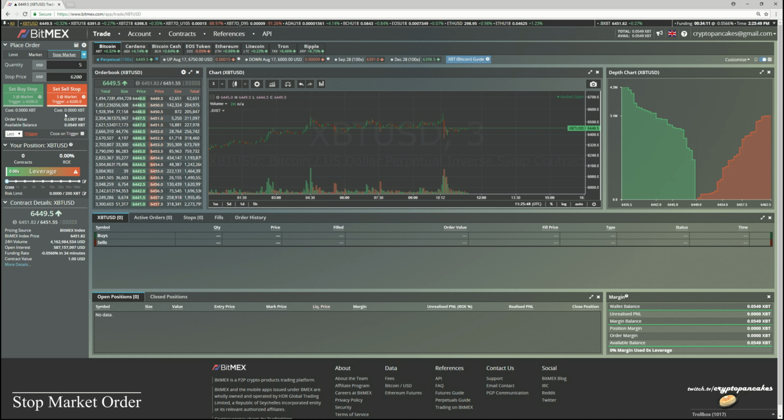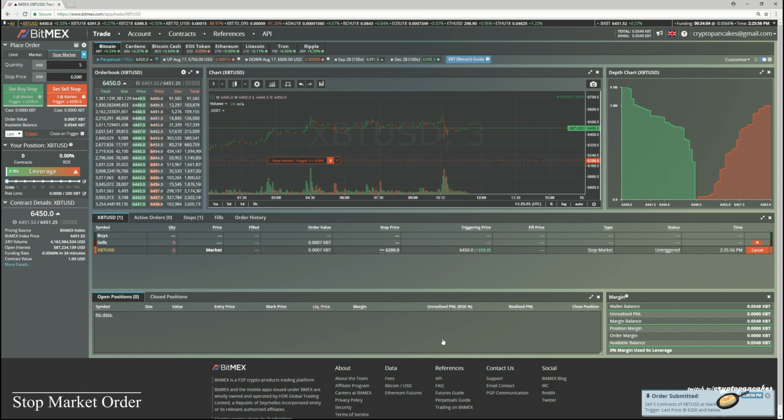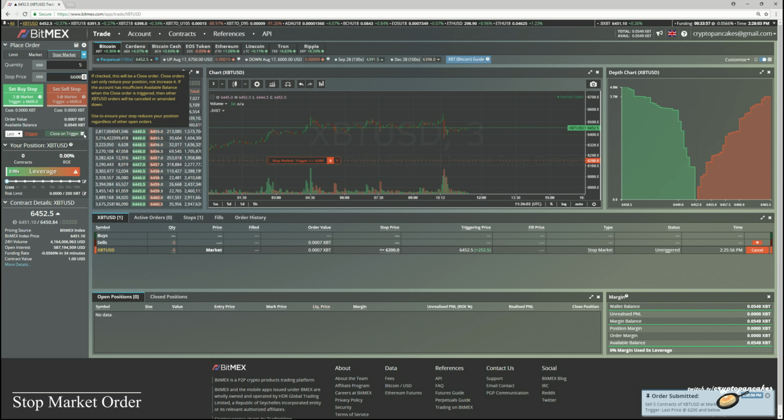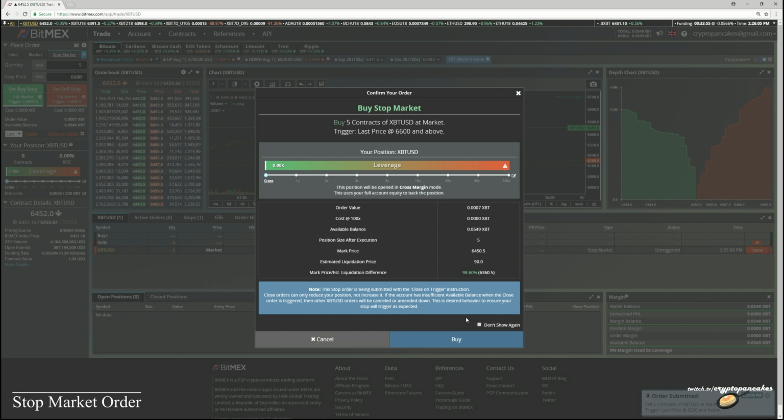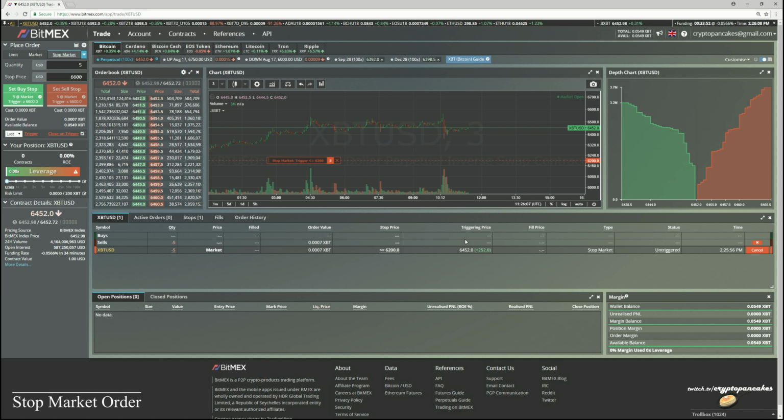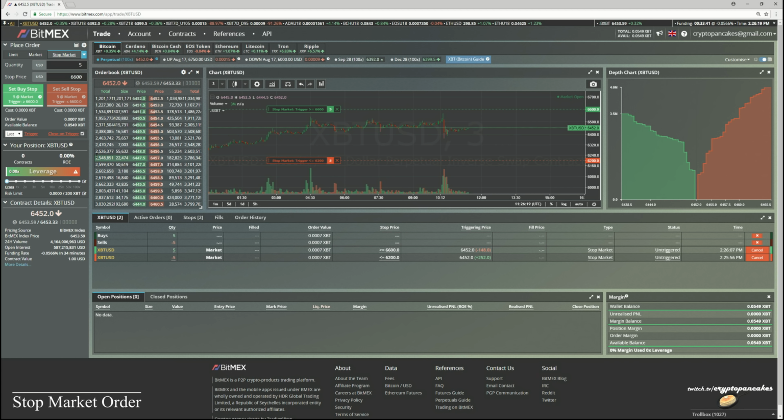Stop market order will activate the market order when the trigger price is reached. Most common use of stop market order is for stop loss. If you want to use it as a stop loss, you can additionally check the close on trigger option, so it will work the same way as a reduce only option on the limit order. One more use case for the stop market order is for entering a position on the breakout. So in that case, you would place a stop market order above the resistance or below the support.